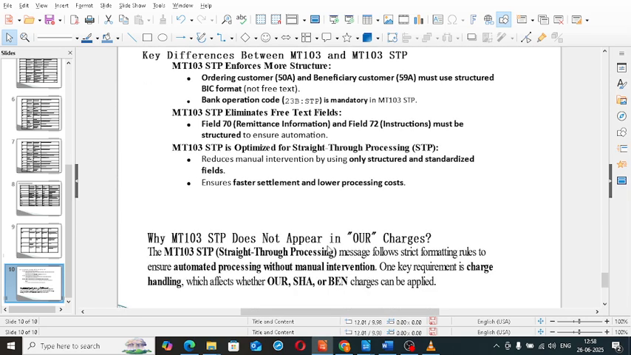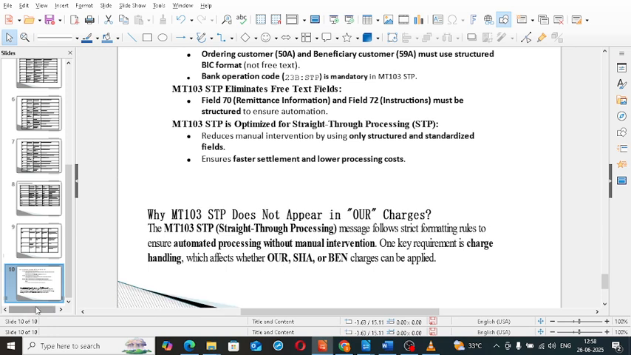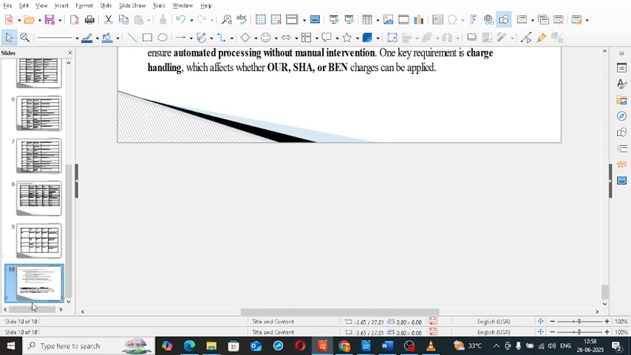Another basic interview question: most of the time, MT103 STP does not support OUR charges. But I wouldn't say it can never support OUR charges. Most of the time, it's 99%, it won't occur for OUR charges. They use the remaining charges, SHA, BEN or remaining charges only.